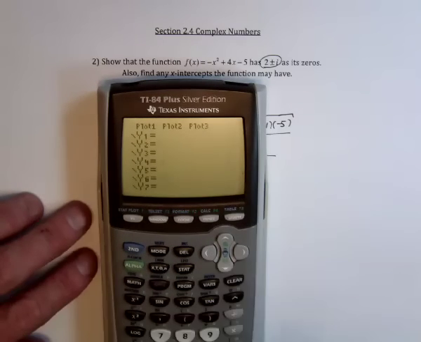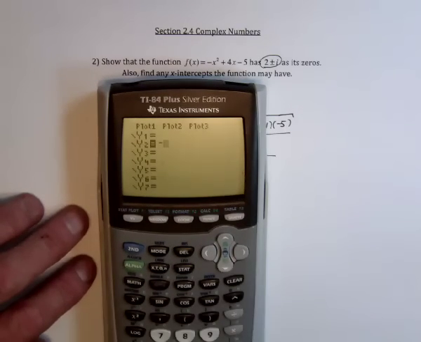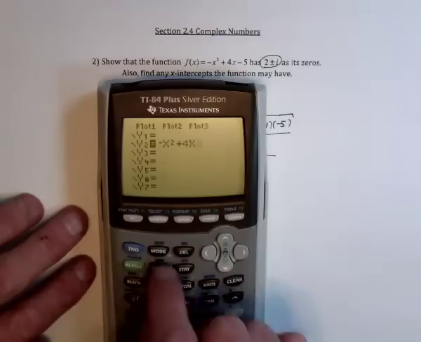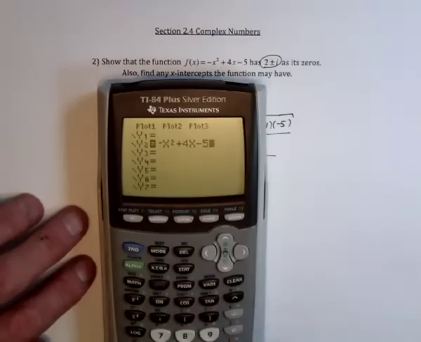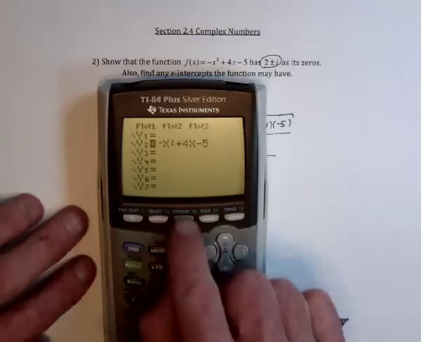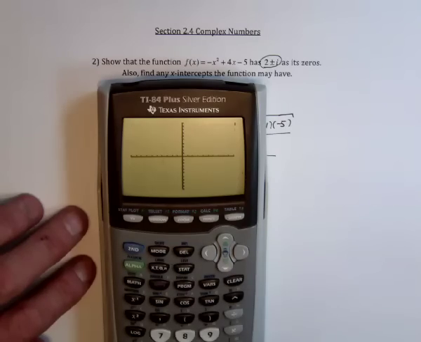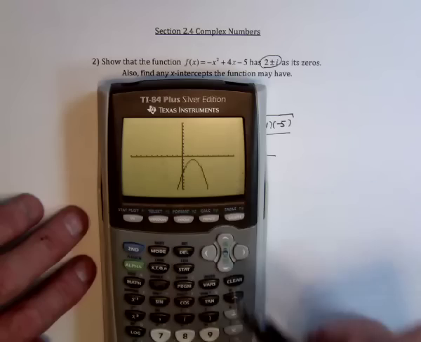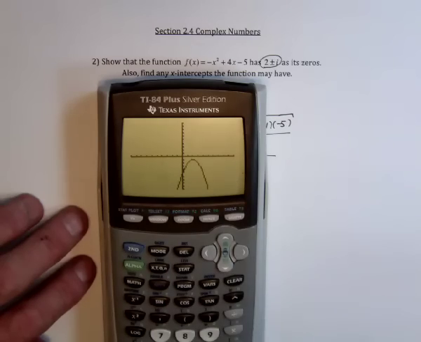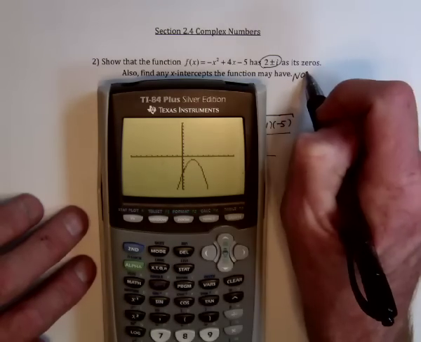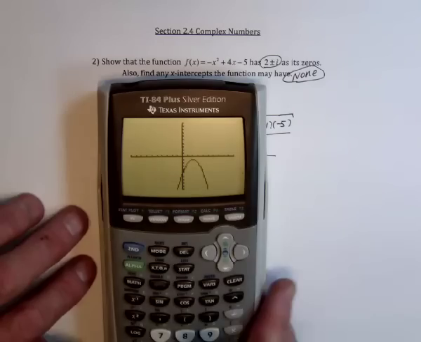So graph the original function, negative x squared plus 4x minus 5. Zoom standard, and we should see a parabola that does not hit the x-axis. It comes close, but does not hit the x-axis. So there are no x-intercepts.